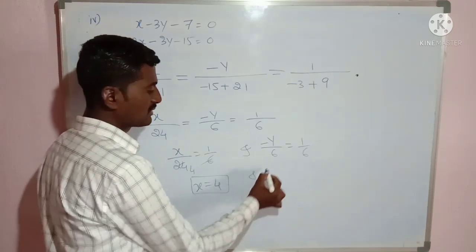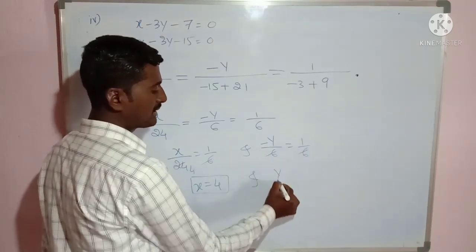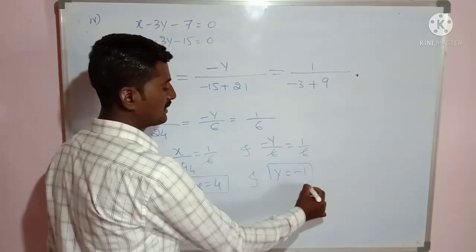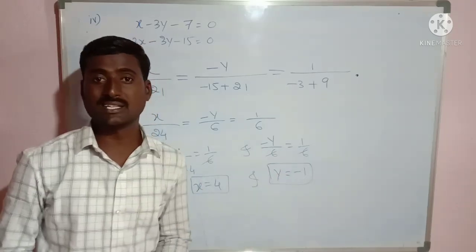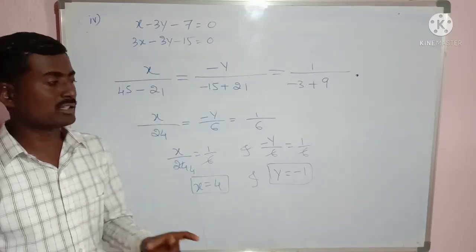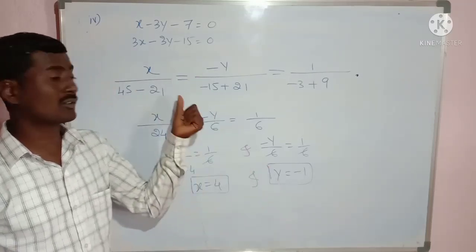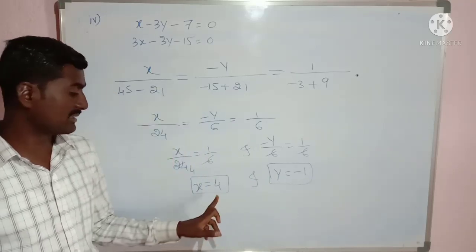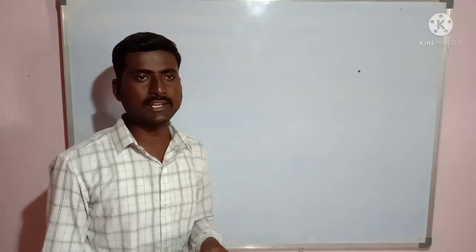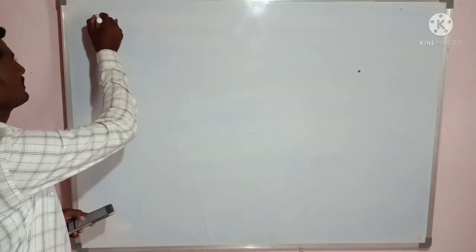And here the 6 and 6 will get cancelled. y is equal to how much? It is minus 1. Okay. Since the given equations have a unique solution, that solution we got by the cross multiplication method. That is x equal to 4 and y equal to minus 1. Now the second main question.